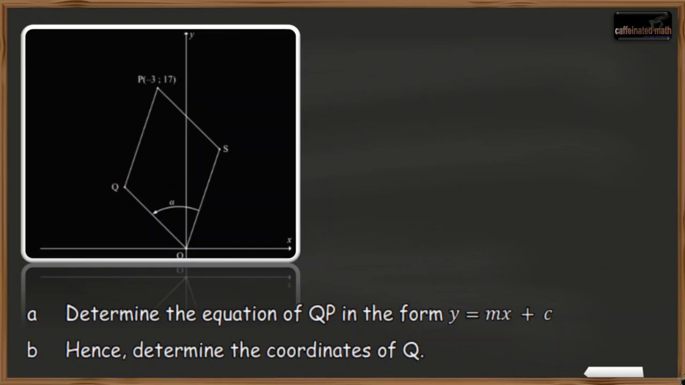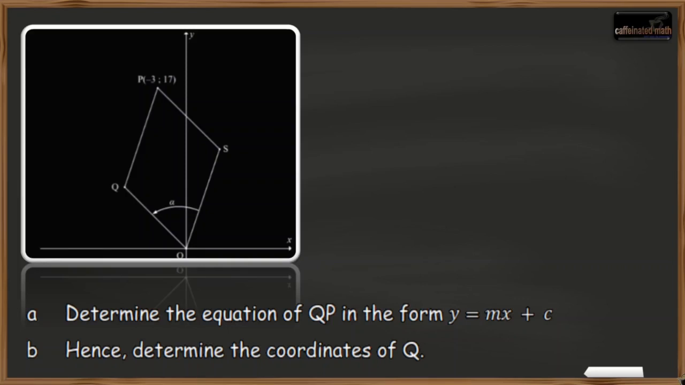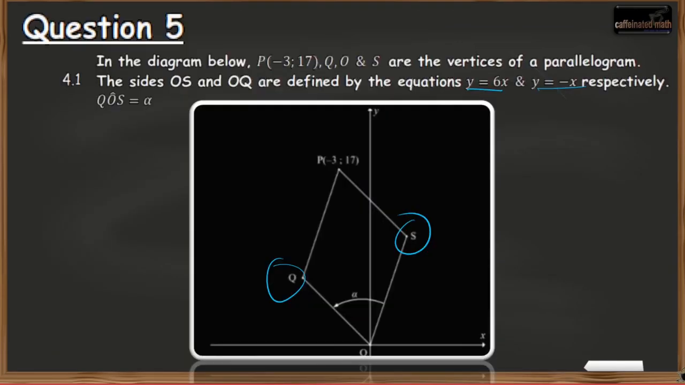If we have a look at the information we were supposed to transpose, damn mistake, should have been okay. So OS is 6x. Let's get that properly transposed over here. So that has y is equal to 6x, and that's y is equal to negative x. Right, now we have more information on our diagram. So determine the equation of QP. So that's QP.